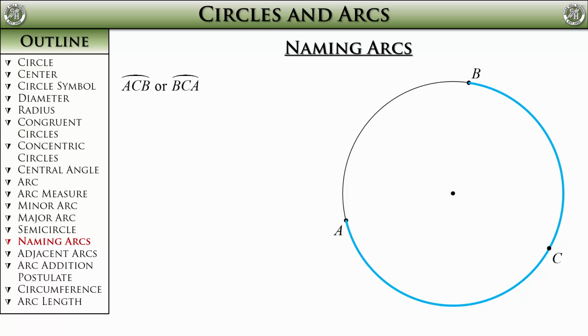Make sure you go in order. If you trace in the order of the points you named, it should successfully trace your arc. Remember, minor arcs are named with 2 letters. Major arcs must be named with 3 letters.